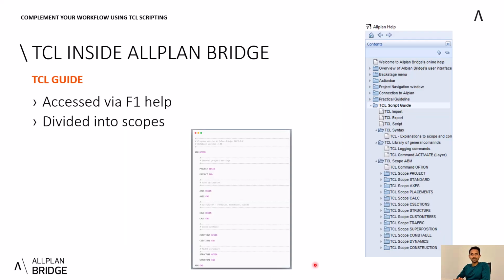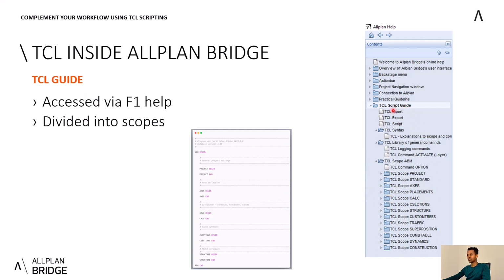So let's come to the TCL guide. This is found in the F1 help, so you can access it via the F1 help in Allplan help. We have a set of contents, and one of them is the TCL script guide. This guide will guide you through, for example, what ABM is, what the project begin and project end are, what you can add inside each part, and you can find all the information here in the TCL script guide.